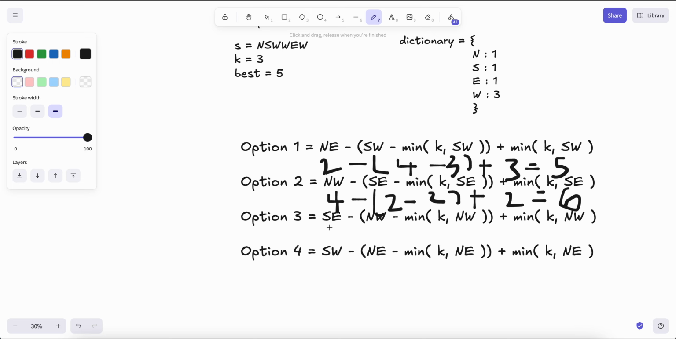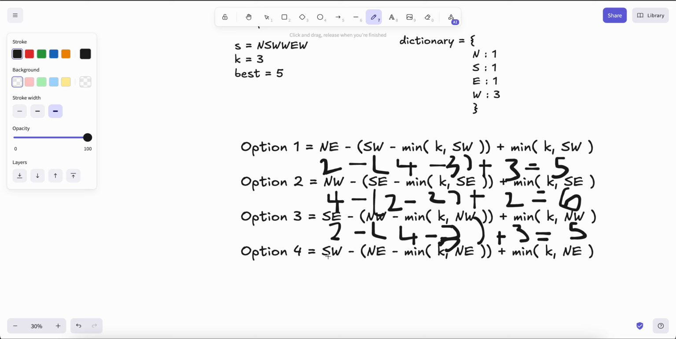And then let's look at option 3. You're going to have 2 here. SE is 2, 1 S and 1 E, minus NW. NW is 4, but this is limited by 3, and then you're going to add the 3. So in this case, what you end up with is 5.